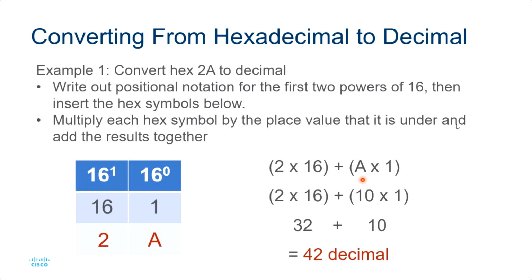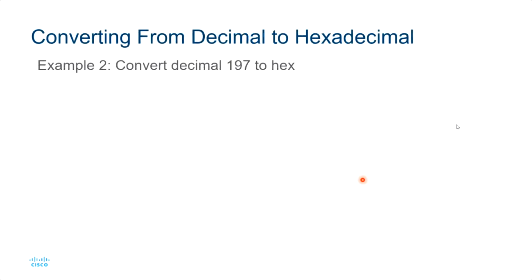Multiplying or dividing by 16 isn't always easy when doing hexadecimal conversions. Usually it's easier to convert the hexadecimal or decimal value to binary first, then convert the binary number to decimal or hexadecimal. Let's convert decimal 197 to hex. First, I'll begin by converting 197 to an 8-bit binary number.